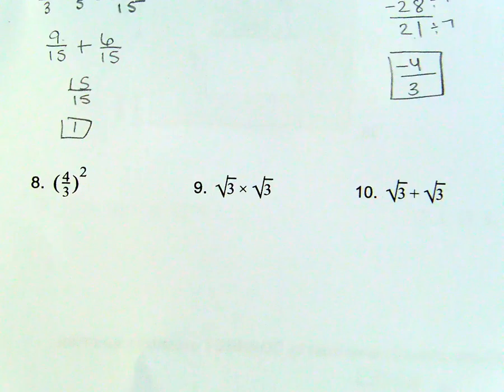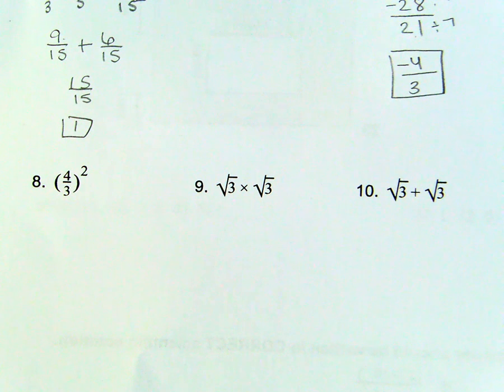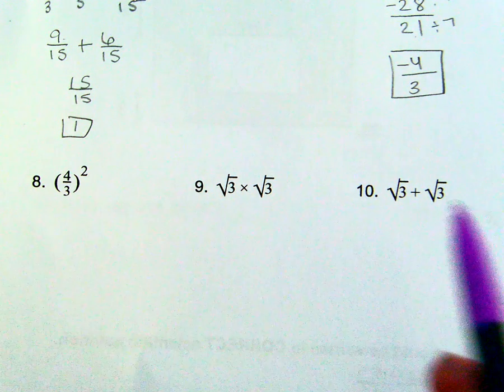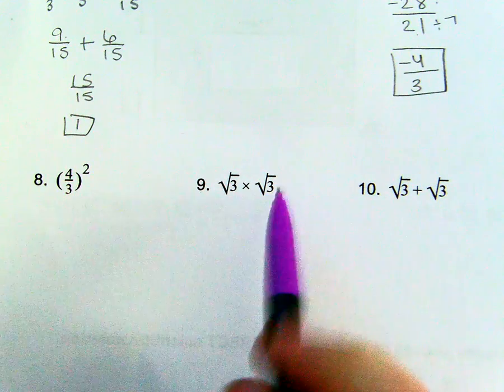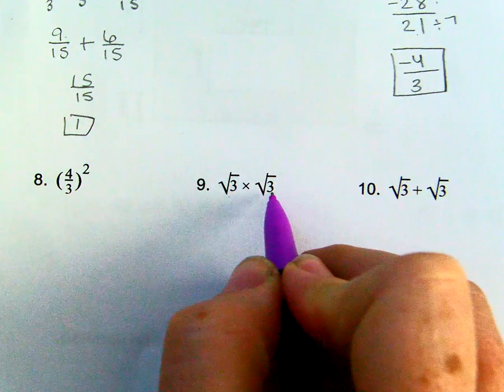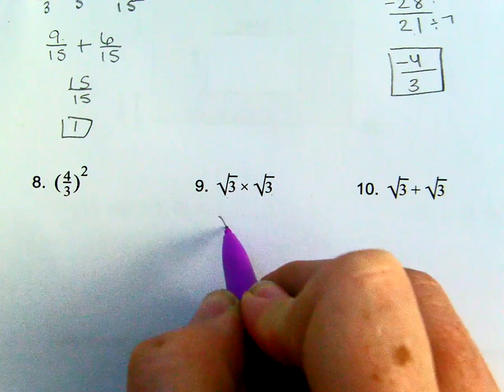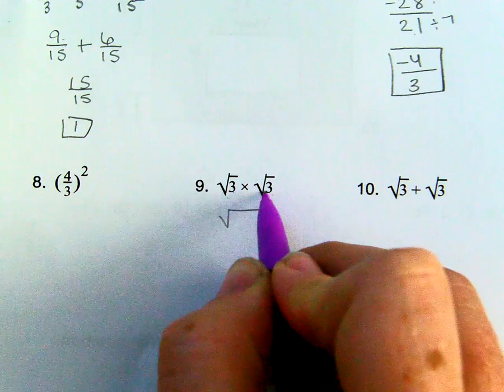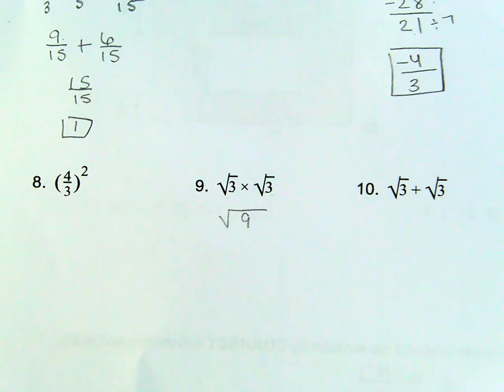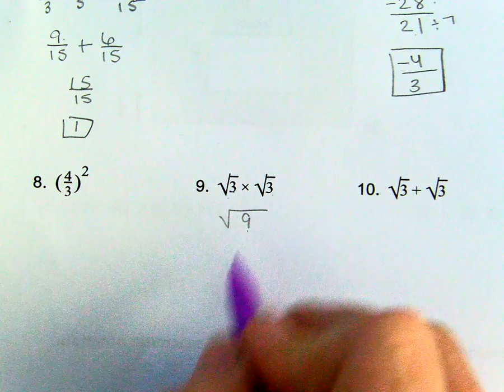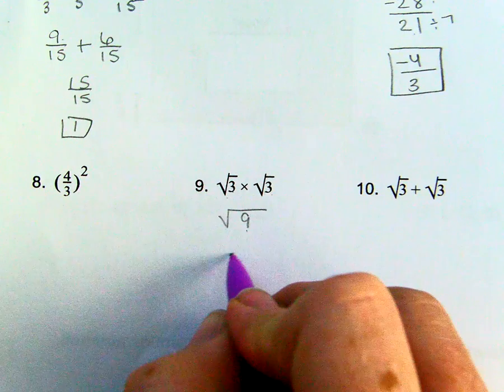All right, moving on to question 9. When I multiply two radicals together, just like when I multiply two fractions together, the stuff inside changes, okay? So square root of 3 times square root of 3 is the same thing as the square root of 3 times 3, which is 9. And the square root of 9 is just 3.